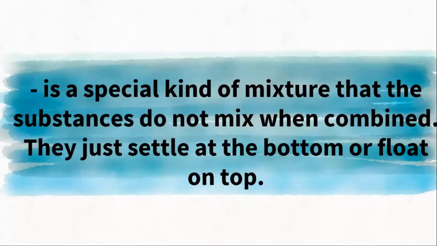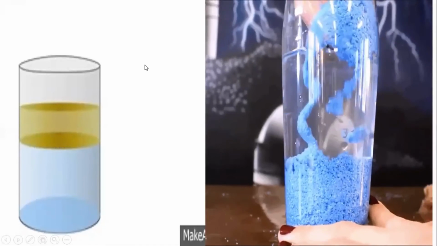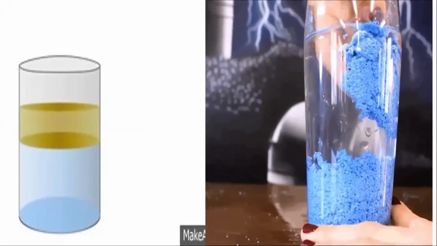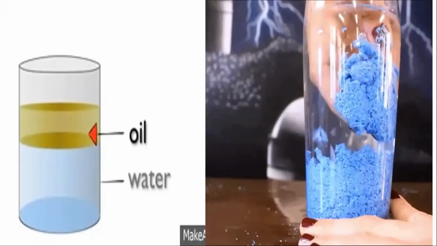Suspension. In suspension, they are a special kind of mixture in which the substances do not mix when combined. They just settle at the bottom or float on top. For example, if you're going to place this magic sand in water, you'll see that the sand settles at the bottom of the container.